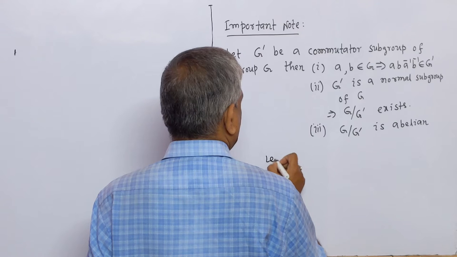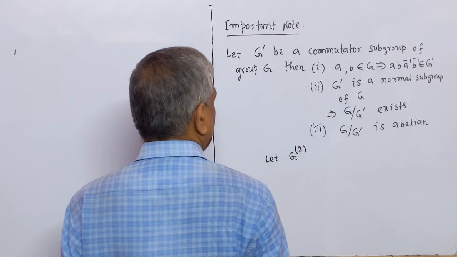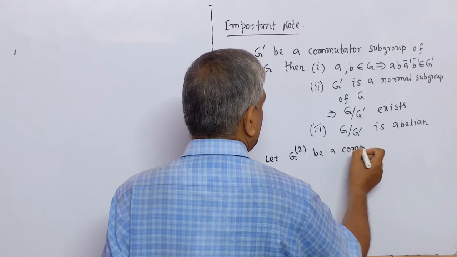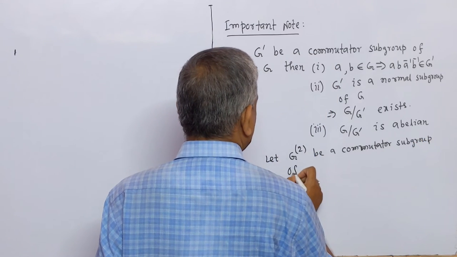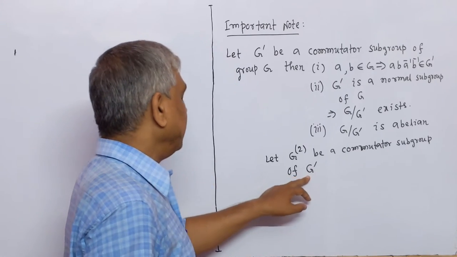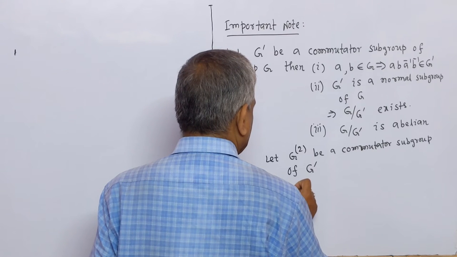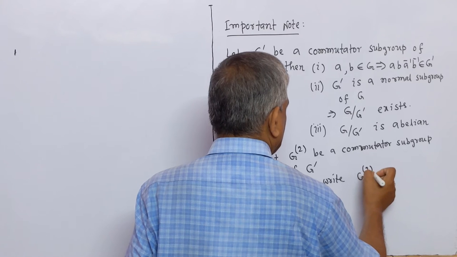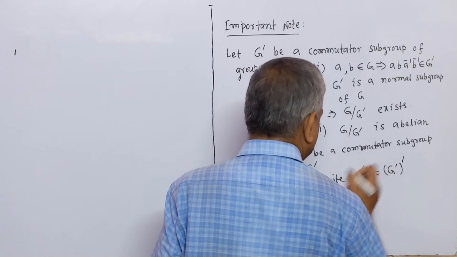Let G2 be a commutator subgroup of G prime, where G prime is the commutator subgroup of G. We may write G2 equal to G prime prime.